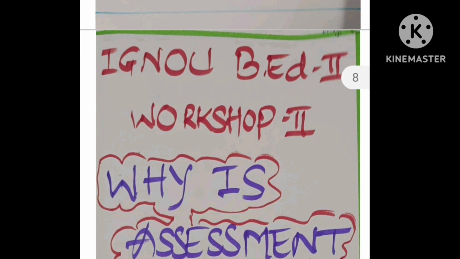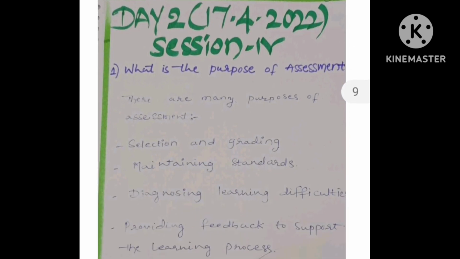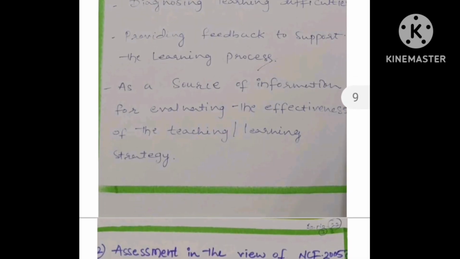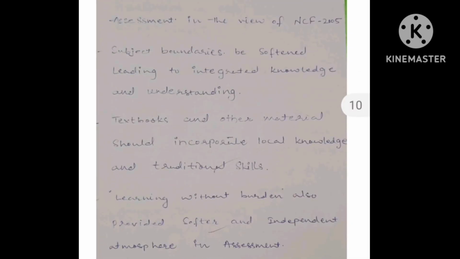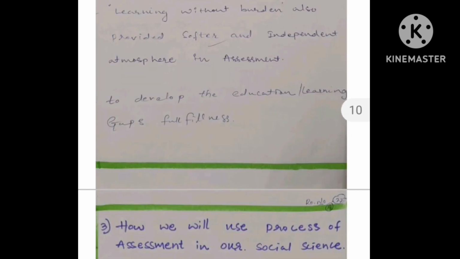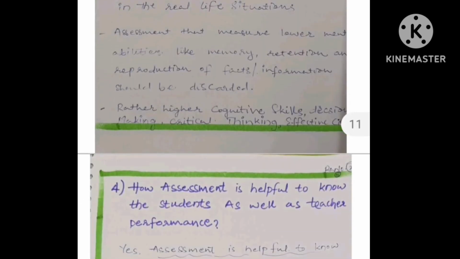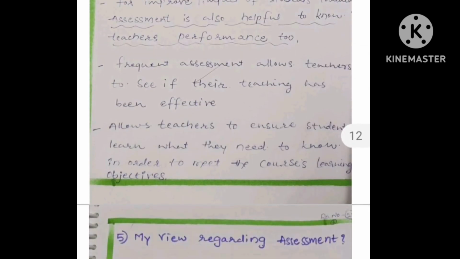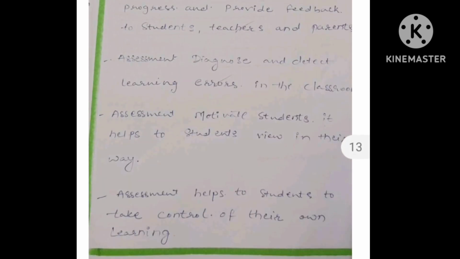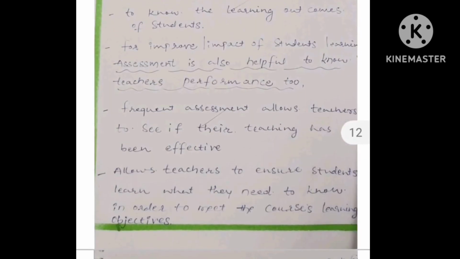Next activity is what is assessment. This is also a group activity. This is also a day 2 activity, and here are some hints, like what is the purpose of assessment, and you can see here some major points. And second one, assessment in the view of NCF 2005, which can explain more points about NCF 2005. Third one is how we will use the process of assessment in our social science background. Fourth one, how assessment is helpful to know the students as well as teacher performance. Fifth one, my view regarding assessment. These are some main points and explanation about that activity.